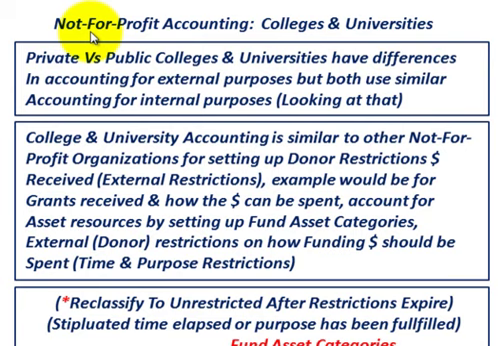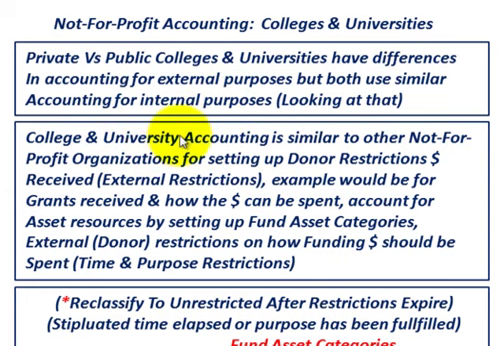What we're going to be going over here is not-for-profit accounting for colleges and universities, and this is where you're going to have private versus public colleges and universities. They would have different accounting for external reporting purposes, a difference between public and private, but both would have similar accounting for internal purposes, and that's what we're going to be looking at here. We're looking at the accounting internally for these colleges and universities.